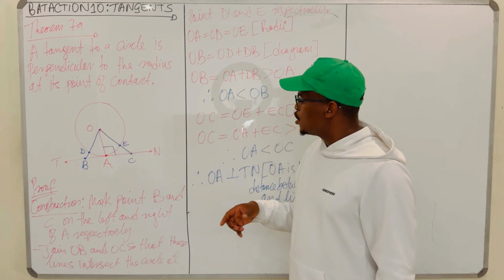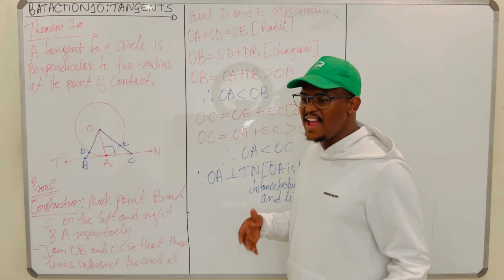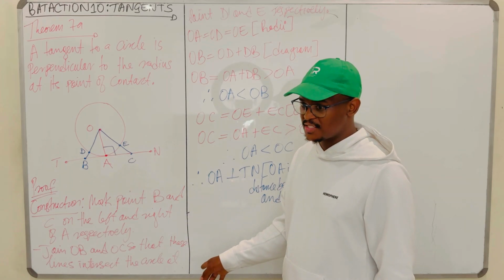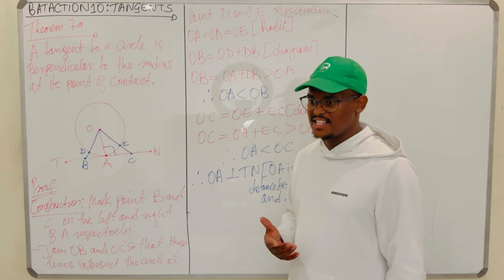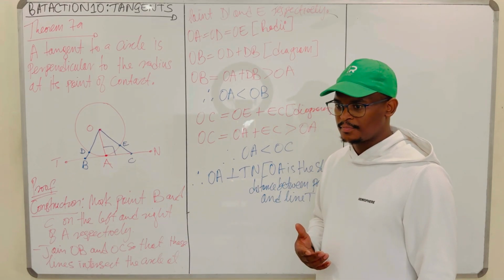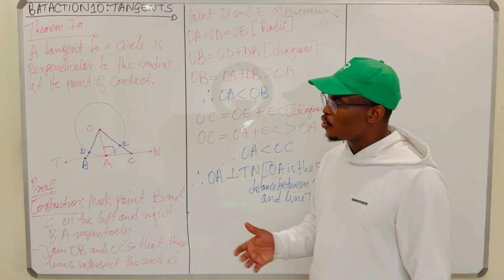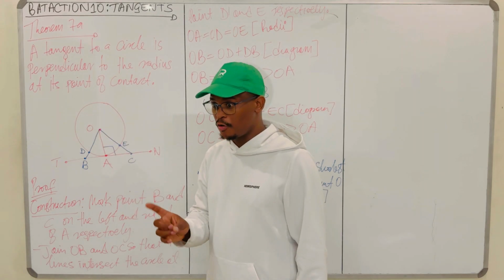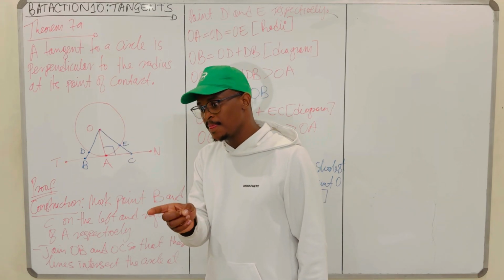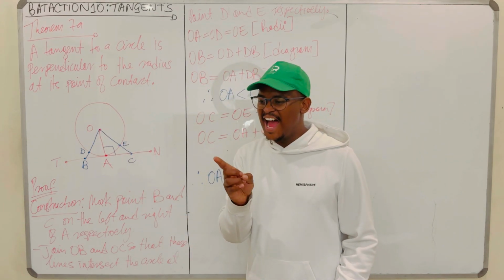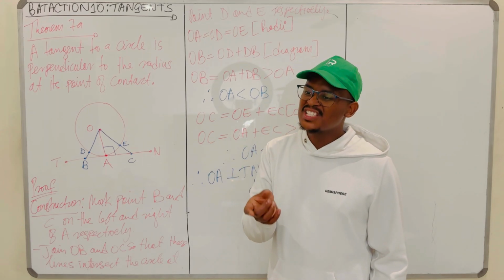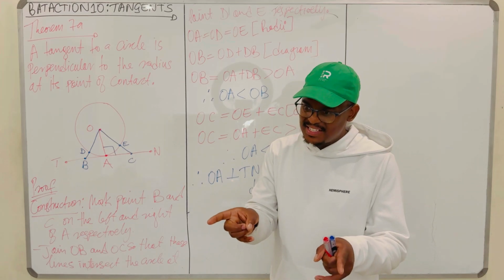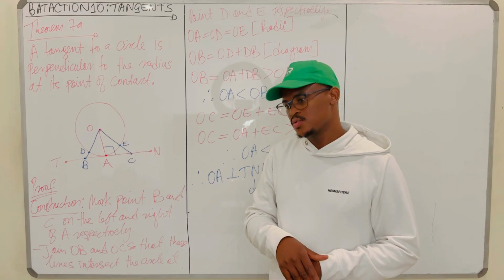Are you with me? So on the converse, I'm saying that if I have a line such that that line is perpendicular to the radius at the circumference, then that line should be a tangent. That's what the converse says. Because here I was telling you that a tangent would be perpendicular to the radius at the point of contact, which is at the circumference. Right now I'm telling you that if you see a line that is perpendicular to the radius at the circumference, then that line should be a tangent. That's what I want to prove.